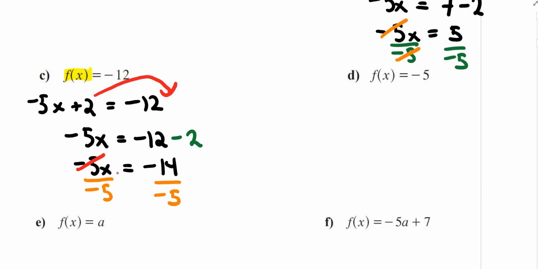So this negative 5 and that negative 5 will cancel off, and I get x equals negative 14 divided by negative 5, which is going to be positive 14 over 5. So my final answer for question 4c is x equals 14 over 5.